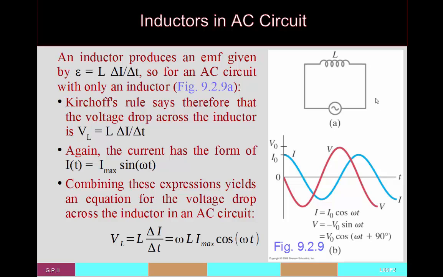According to Kirchhoff's rule, you get a voltage drop across this inductor, which has to be equal to the voltage drop across your entire loop, the rest of the elements of your loop, I mean. And so basically what that ends up meaning is that V sub L is L delta I over delta T. The current itself, I, has the form I max sine of omega t. It turns out that you can therefore find an expression for this voltage drop, and that expression is basically that the voltage drop is the angular frequency of your signal times the inductance times the maximum current times the cosine of that angular frequency times time.